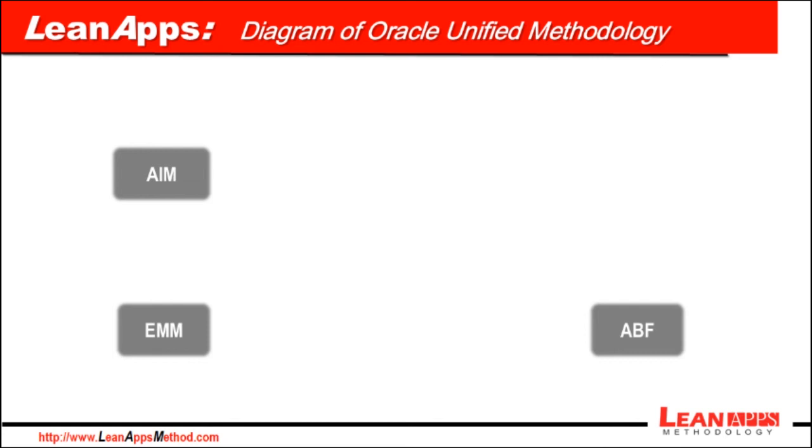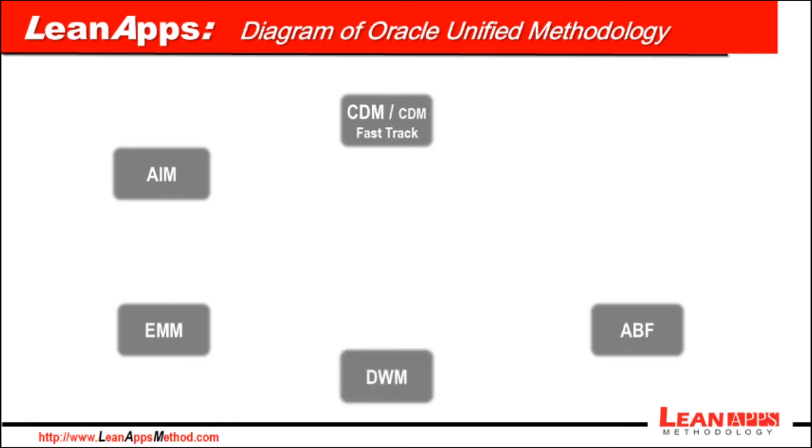They had two methods for custom development projects called CDM and CDM Fast Track, and one method for data warehouse implementations. Besides, Oracle also had another method for project management called PJM, which means that in every single project, two different methods were used, one for the project lifecycle and another one for the project management.